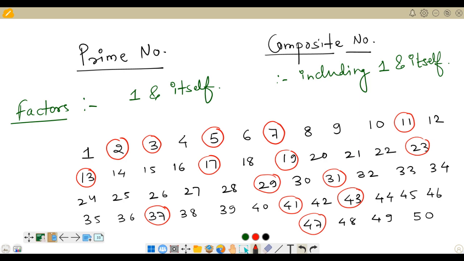So I think this is clear: what the prime numbers are, what the composite numbers are, what we mean by factors, what we mean by multiples, and what we mean by LCM and HCF. Everything I have given to you. Okay? So this is done, and we'll meet in the next video.